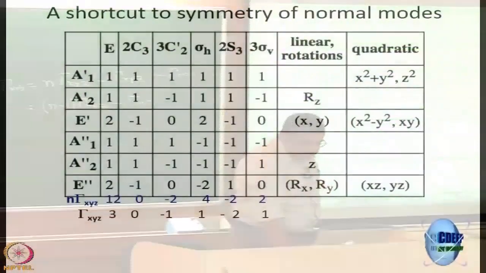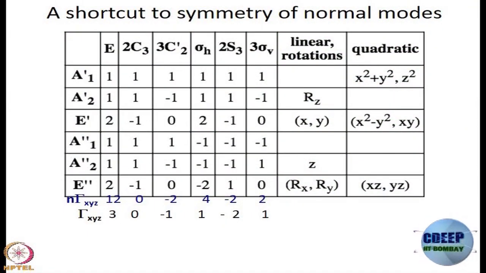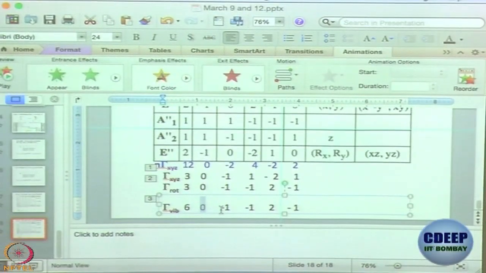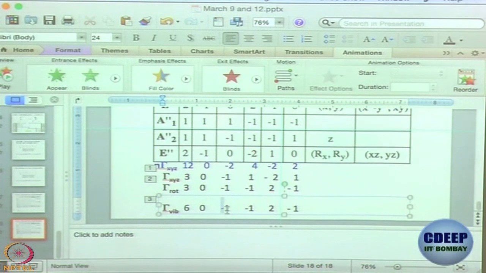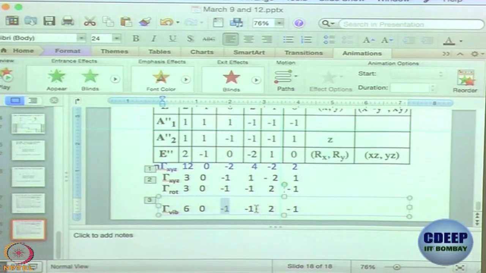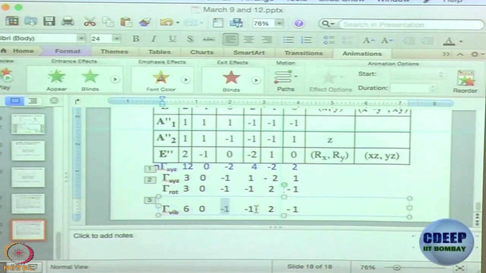N into gamma xyz is given, gamma xyz is also given. So 12 minus 6 should be, first of all 6. Oh, I actually did not work it out. That is why I have such strange numbers. So I have 6. Then what is it? What do I have next? What is this character? Second one? 0. Third one? No, that is wrong because that is just gamma rot copied. So don't think what you see on the projection is right. I did not finish making the transparency today. Yeah, it is 0.